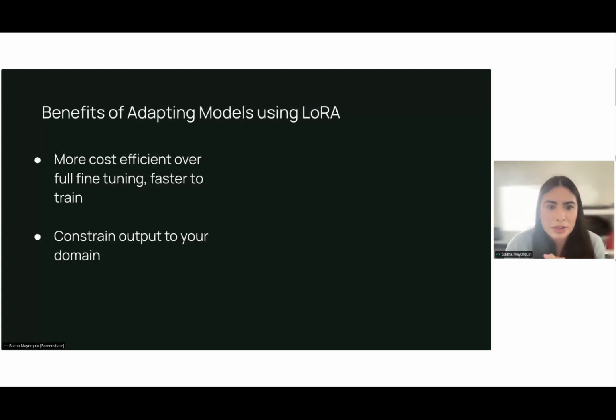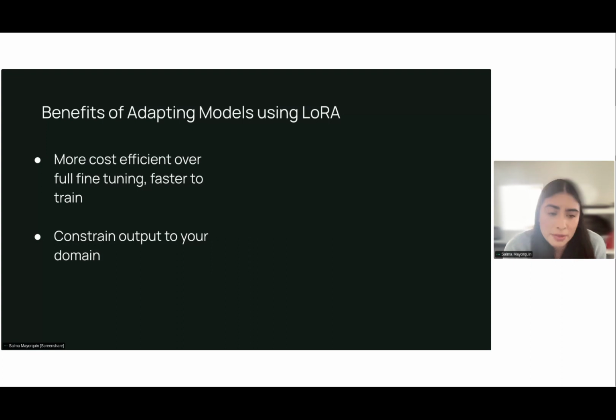You do a very small part of that model that then gets merged in. It's more cost efficient over full fine tuning. It takes less time and less compute. It's faster to train. And then you can just constrain a model that's off the model zoo that maybe is kind of addressing your problem, but constrain it enough to actually perform for your task.